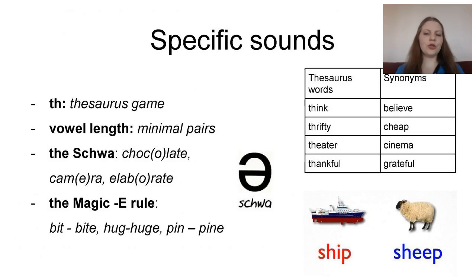And you can also play a game called Thesaurus. So what you do is you prepare a list of words that begin with th, and these are your thesaurus words, and then you pick a synonym for each word. You will have a list that looks like the list on the screen, which you should be able to see. So, for example, the synonym for think would be believe, yeah. The synonym for thrifty would be cheap, and so on.